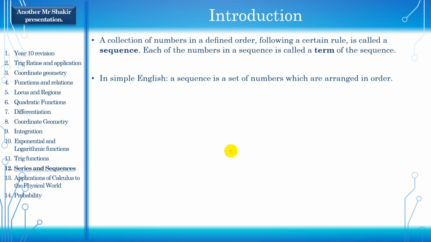So a sequence is a set of numbers which are arranged in order. It's a set of numbers. They follow a certain rule, right? And I guess the main criteria you can think of, just in simple everyday language, is you need to be able to predict the next number. And that's probably the best way to think about it. A set of numbers, and they're arranged in order.